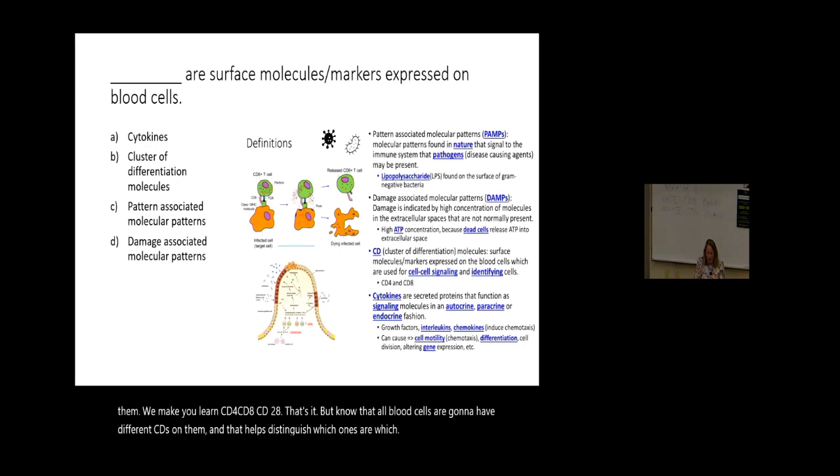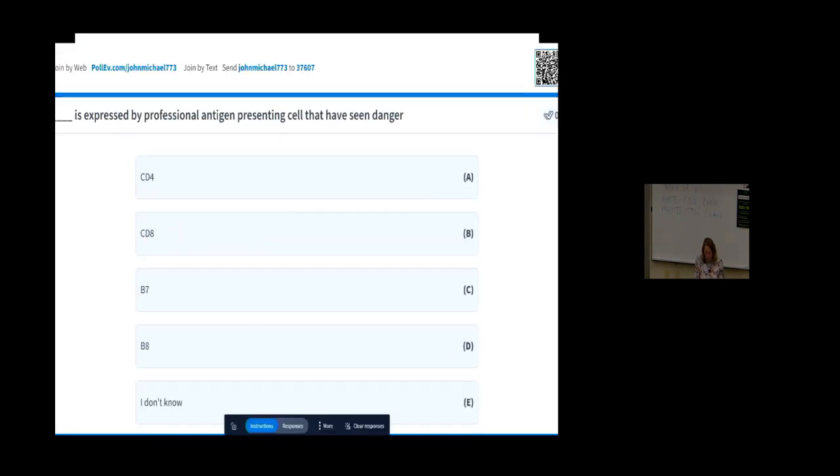Okay, so here is the slide where we actually went through the differences between those PAMPs, those stamps, the CD molecules, and the cytokines. So questions on those? Good. So what is being expressed by a professional antigen presenting cell that has already seen danger? It's been activated before. So the options are CD4, CD8, B7, B8.